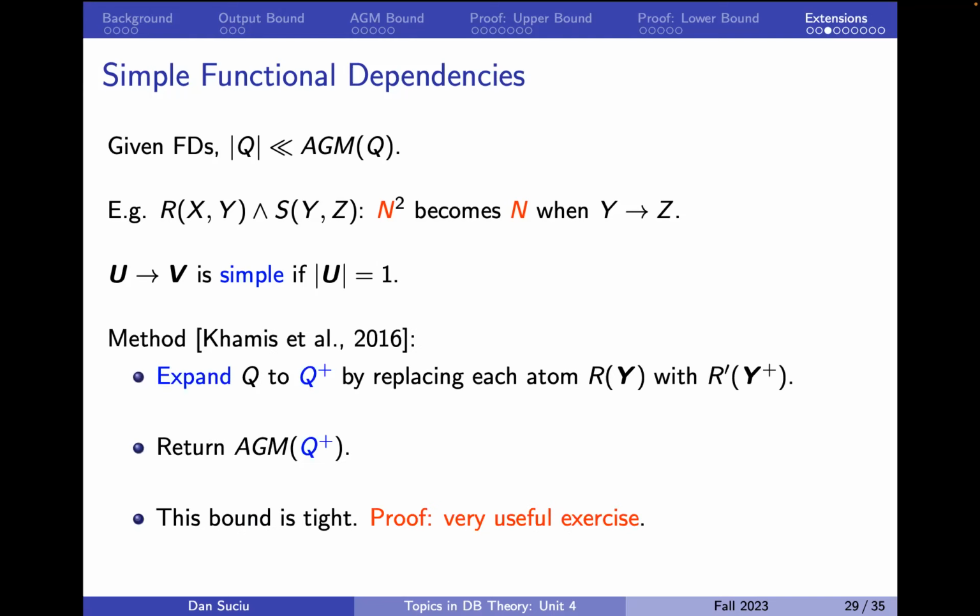Now, if you know a bunch of functional dependencies on your query and all of them are simple, the following technique gives you a tight upper bound on the query output. What you do, you need to modify the query by replacing each atom with a new atom. It's going to be the same cardinality, but the attributes are extended to the closure of the set of attributes with respect to the given functional dependencies.